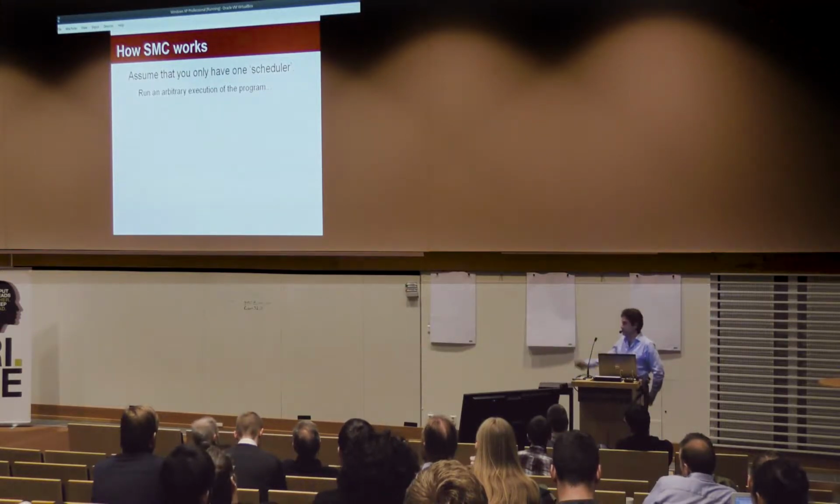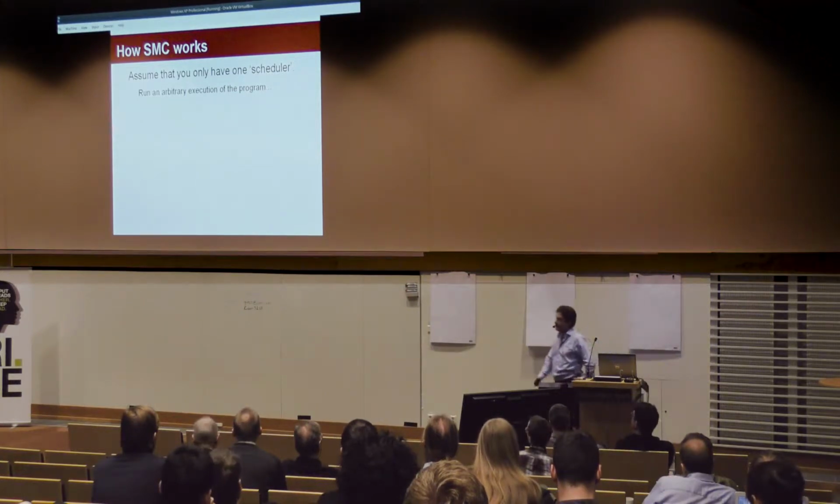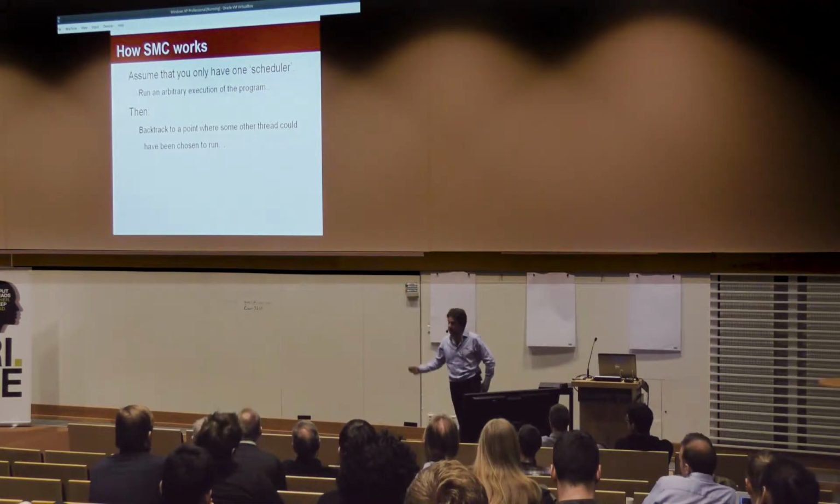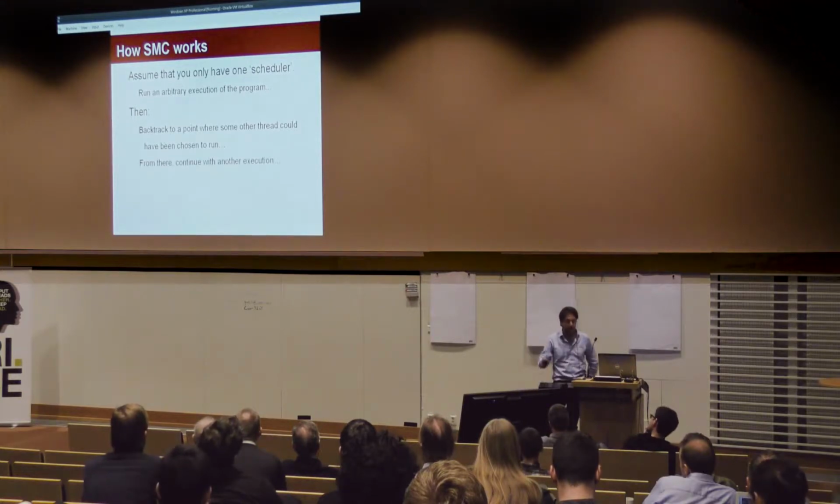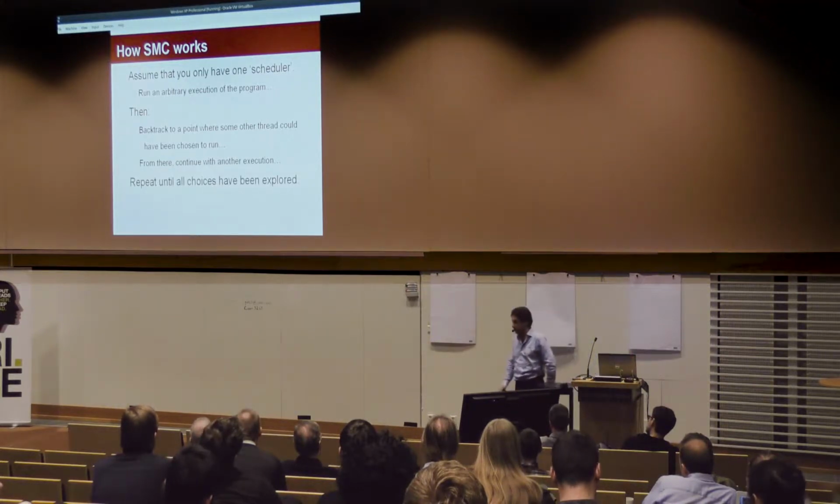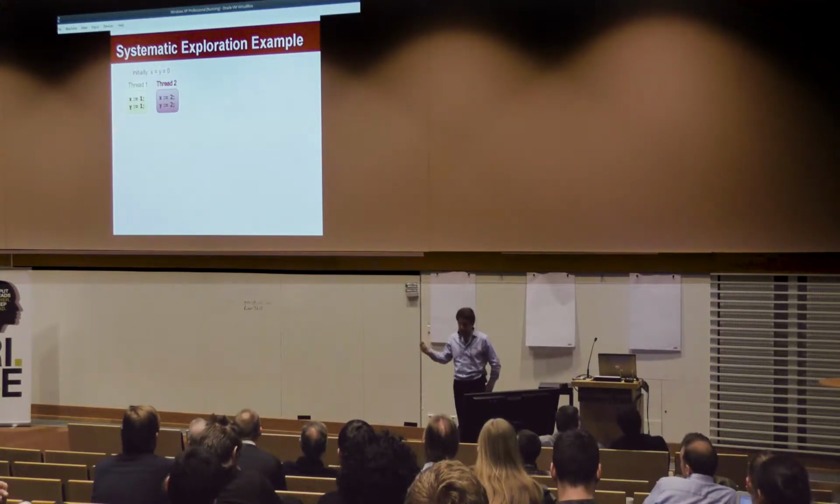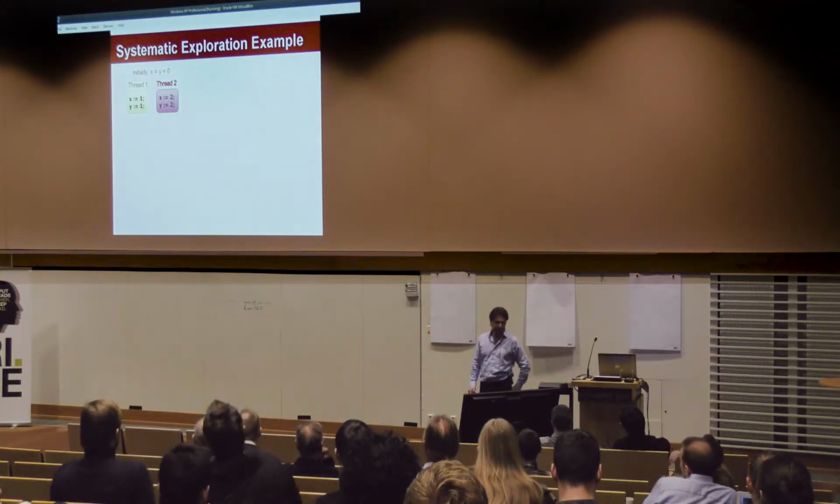Suppose that you have only one scheduler, you run an arbitrary execution of the program, and then you backtrack to a point where some other thread could have done something different. And from there on, you continue with another execution. And you do this until you have done all the executions. Let's see this on an example. It's a very trivial example. This is not the kind of programs that we are verifying, but this is the kind of programs that you can understand in a talk like this.